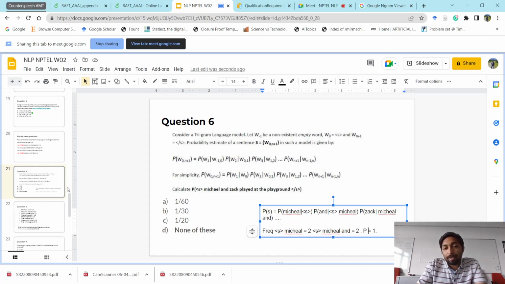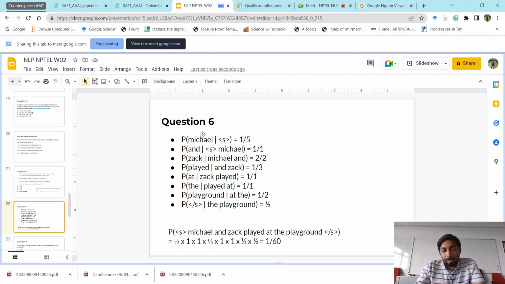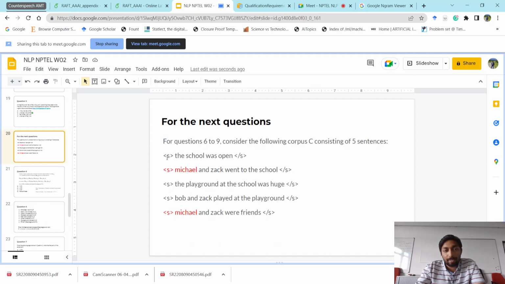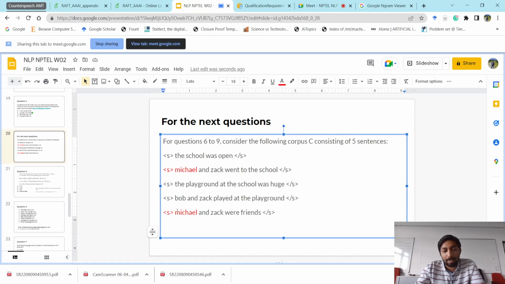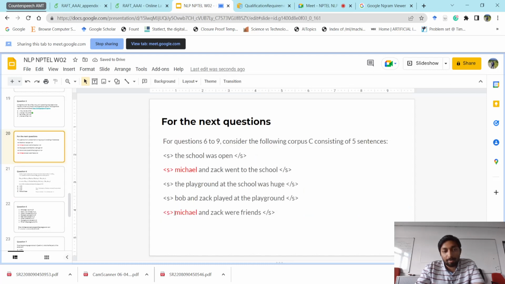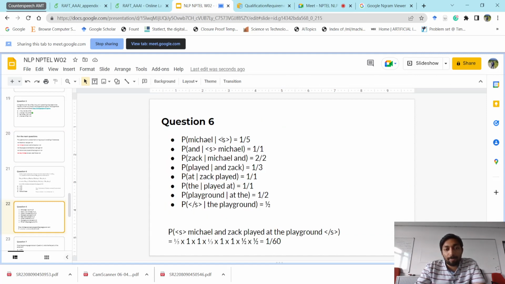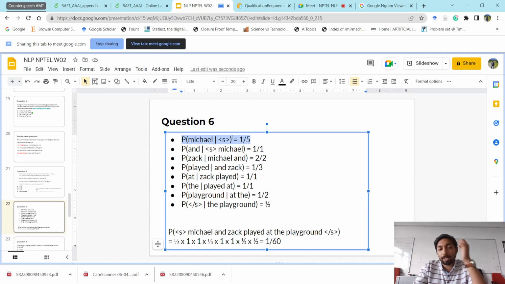So similarly you can calculate the probabilities for other words as well, and it has been shown here. So P(Michael | S) is 1 by 5, and P(Michael | Michael) you find out is 1. So again you can find out how many times the starting token S is there, and how many times it is followed by Michael. It was different here; there it was Bob, Michael or something like that. So there are 5 sentences, only one is having Michael, so that is why it is 1 by 5. Similarly, you can find out the other cases.